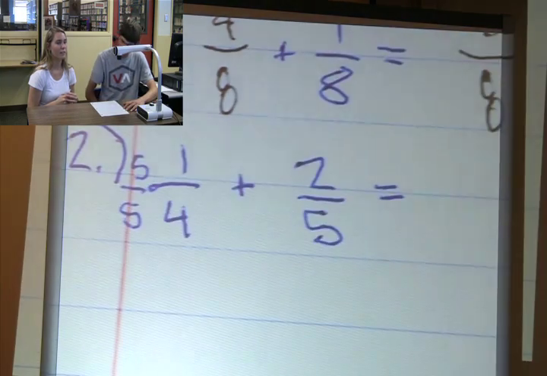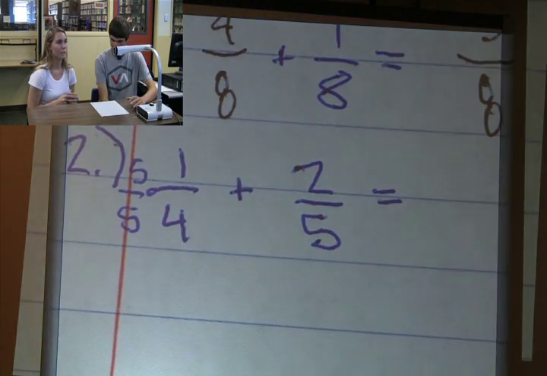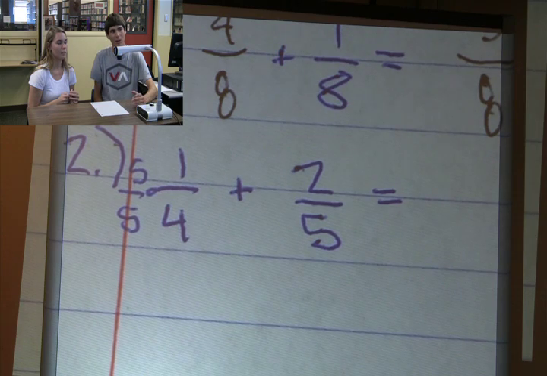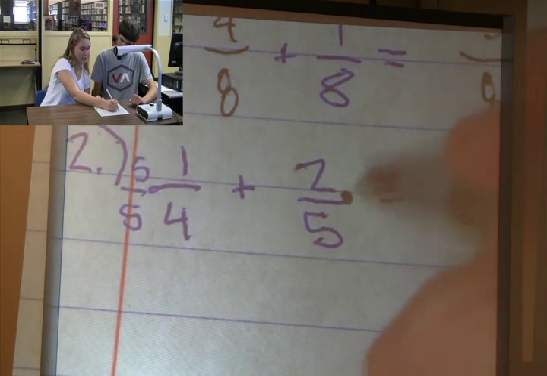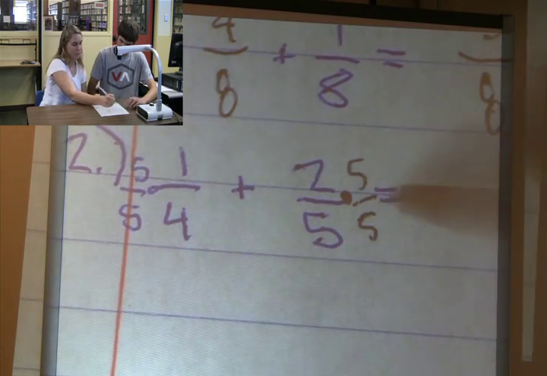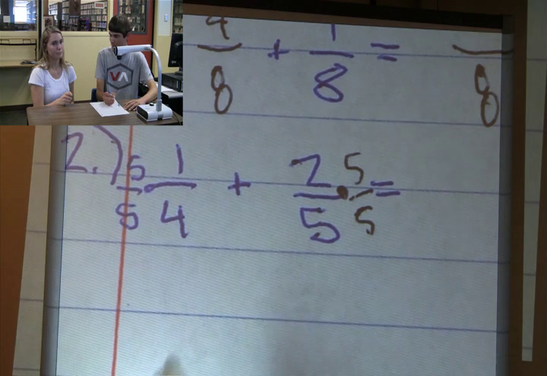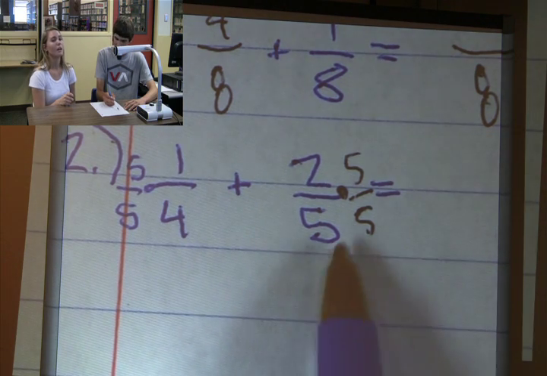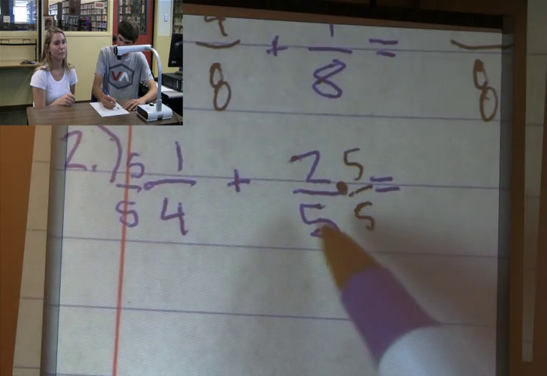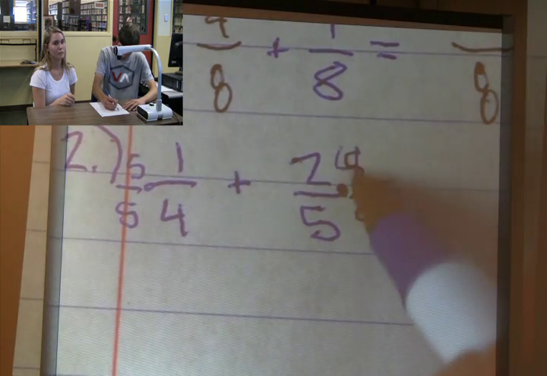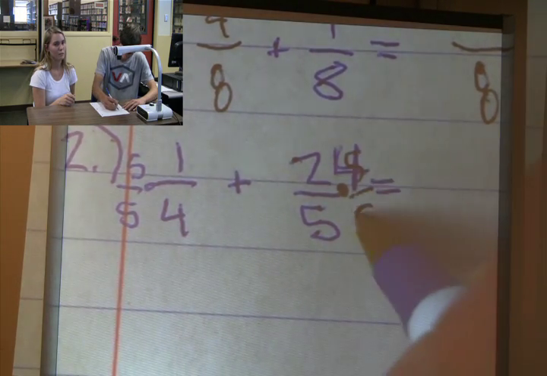Why is 5 over 5 equal to 1? So any number divided by itself is 1. So 5 divided by 5 is 1. Okay, so then you multiply 2 over 5 by 5 over 5 as well? So remember, we're trying to get a common denominator of 20. So 5 times 5 would actually be 25. Oh. So this fraction we're going to multiply by 4 over 4.